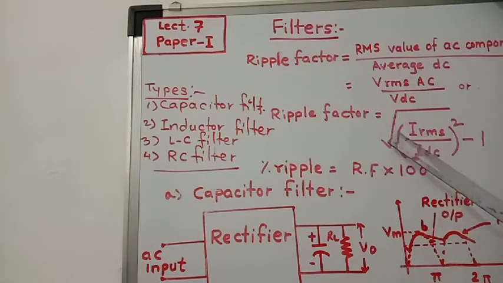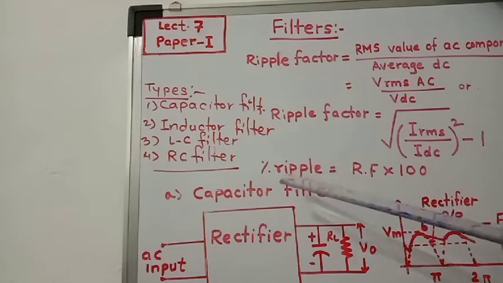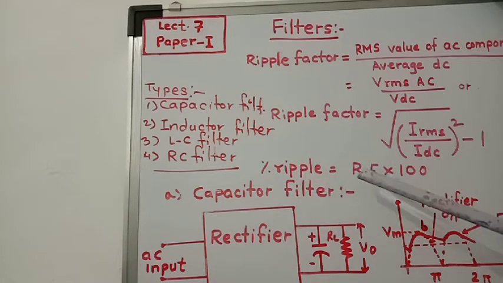Ripple factor is equal to V RMS AC divided by VDC, or root of (I RMS divided by IDC) squared minus 1. Then what is percentage ripple? Percentage ripple is equal to ripple factor into 100.